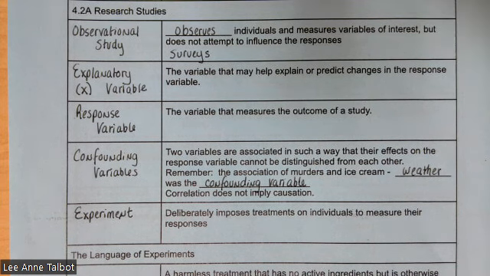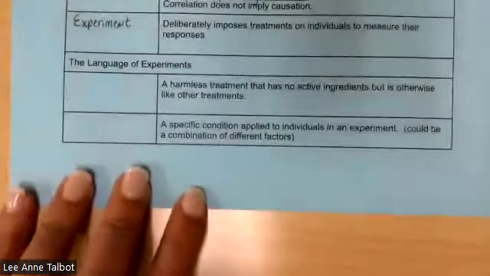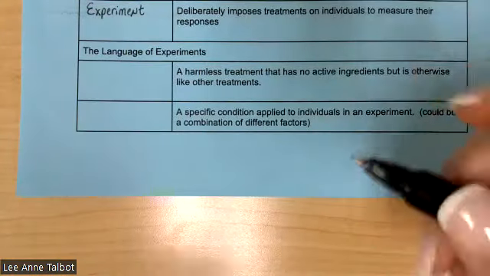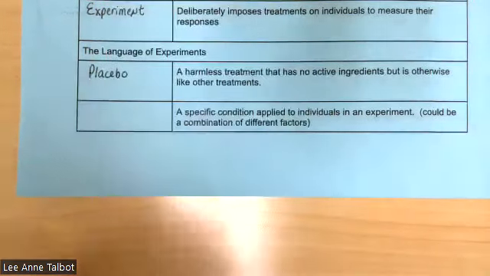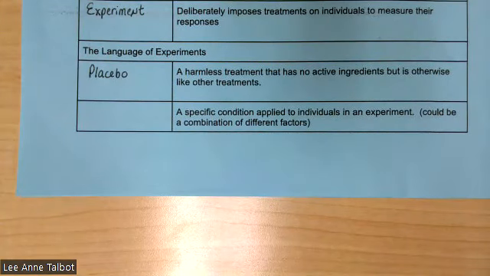Okay, now let's go to the languages of experiments. I bet you guys know some of these. These are the ones I was thinking you would know. This first one is called a placebo. I heard a couple of people say it when I walked around. A harmless treatment that has no active ingredients but is otherwise like other treatments.